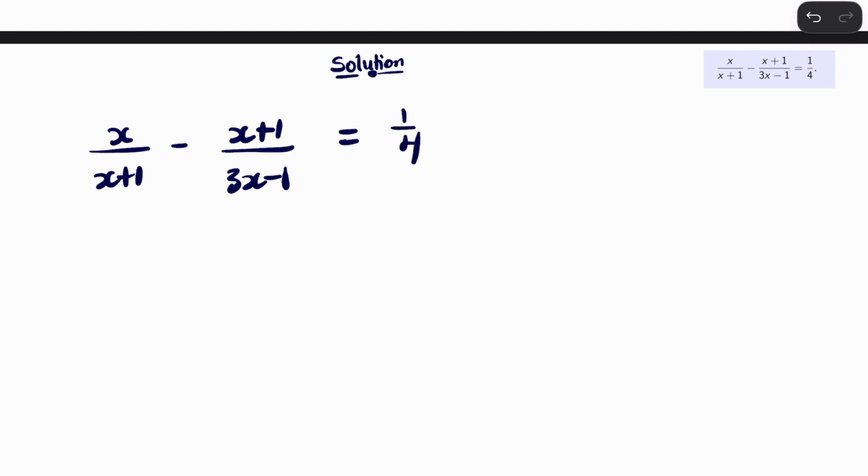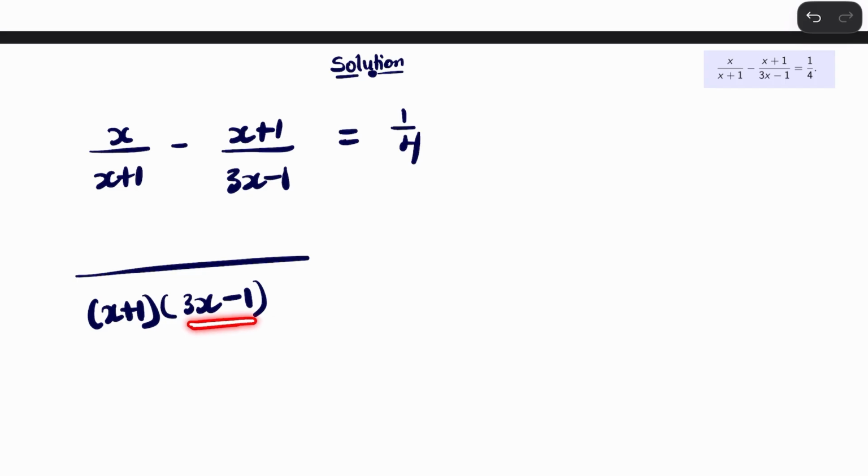So the first step is to simplify the left hand side. The LCM is going to be the product of these, so we are going to have x plus 1 multiplying 3x minus 1. And so this cancels out this, so we are going to have this multiplying the numerator. So that will be x multiplying 3x minus 1.